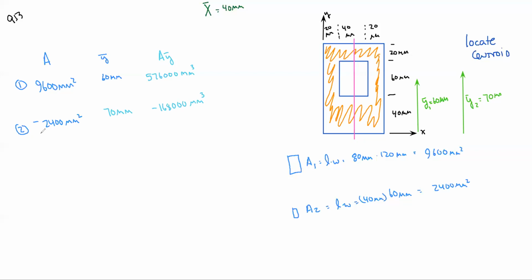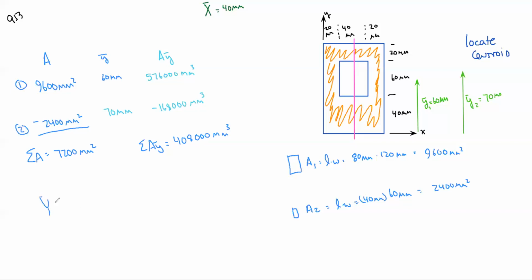All right. Summation of the area: 9,600 minus 2,400 is 7,200 square millimeters. Summation of A y bars is 576,000 minus 168,000. I am desperately hoping that equals 408,000. I'm not hoping, I did it earlier. I know it's right.